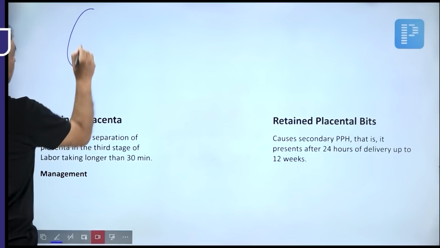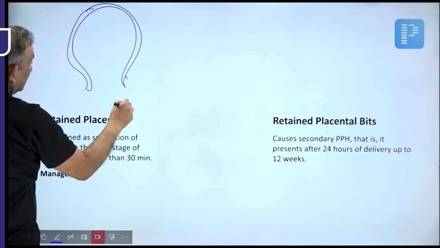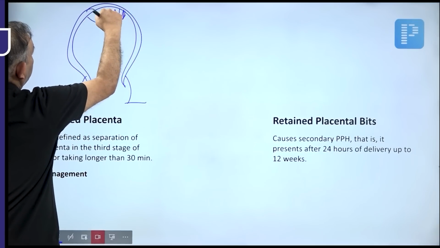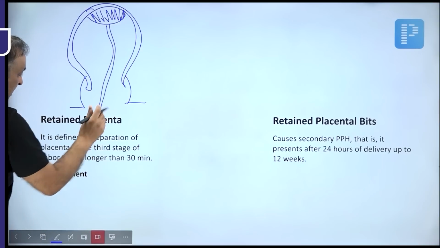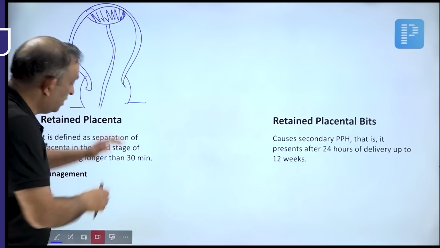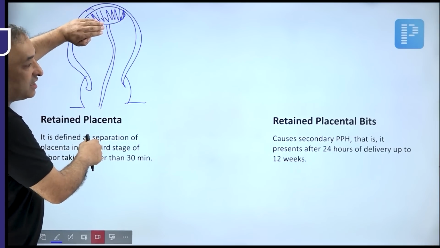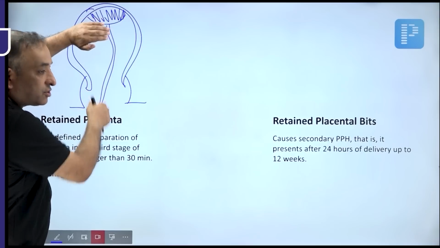Now, you have done the delivery of the baby and the placenta is still inside. What is the method of delivery of the placenta? You will do a controlled cord traction. The cord is attached here and you do a controlled cord traction. It doesn't come out. Then you do another controlled cord traction, it doesn't come out. Then you wait for 5-10 minutes and give a slightly stronger jerk.